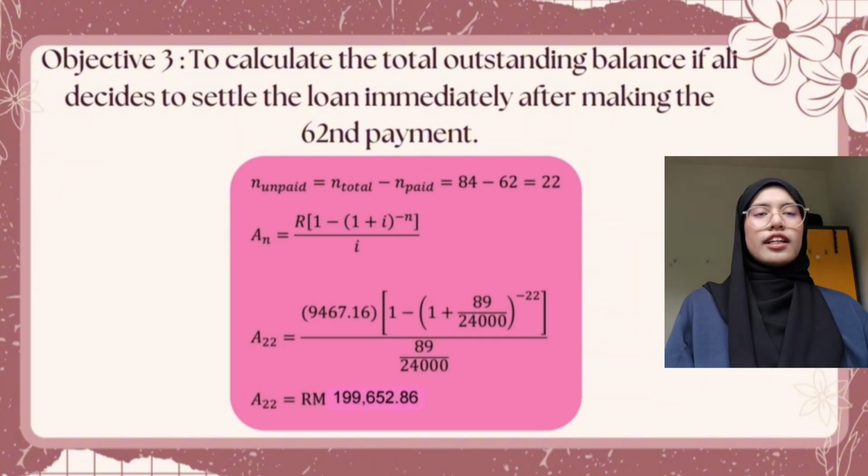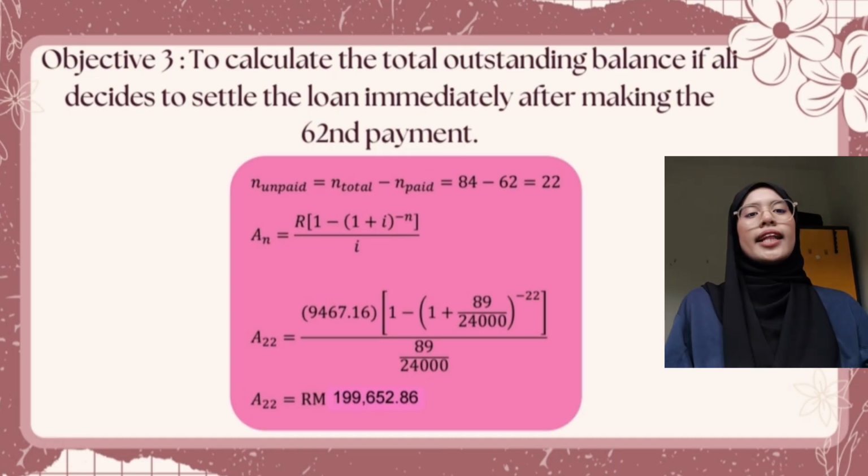Objective 3. To calculate the total outstanding balance if Ali decides to settle the loan immediately after making the 62nd payment, with the formula N unpaid equals N total minus N paid, equals 84 minus 62. N unpaid will be 22, with the formula A_N equals R in brackets 1 minus bracket 1 plus I to the power of negative N over I.